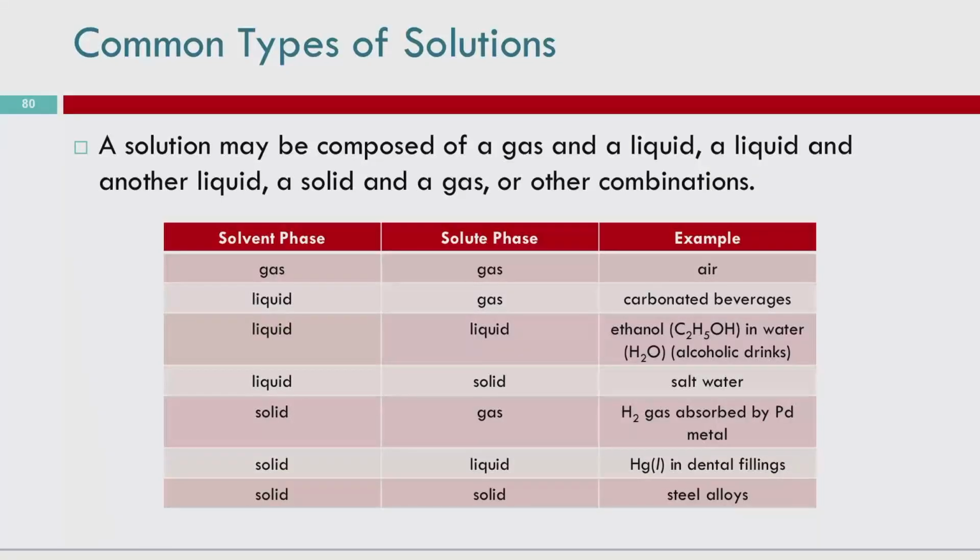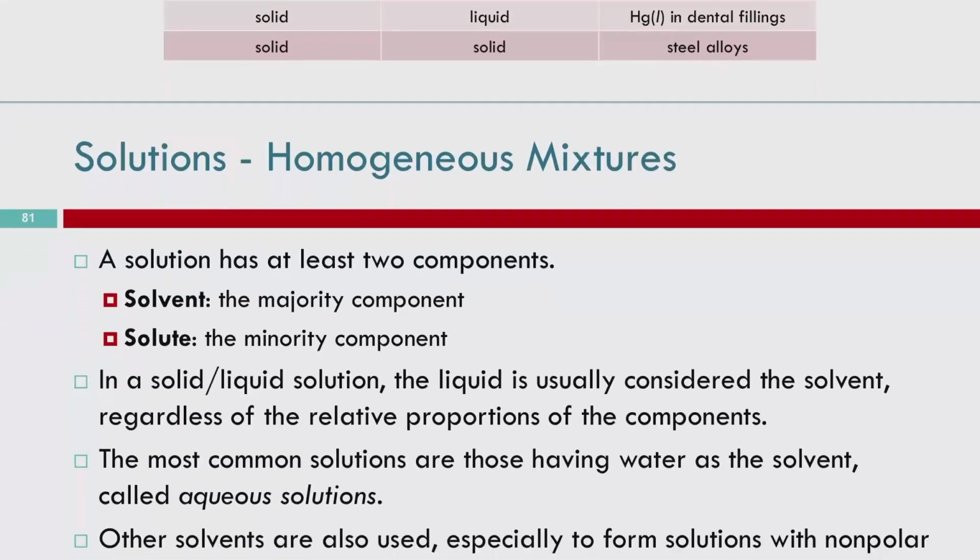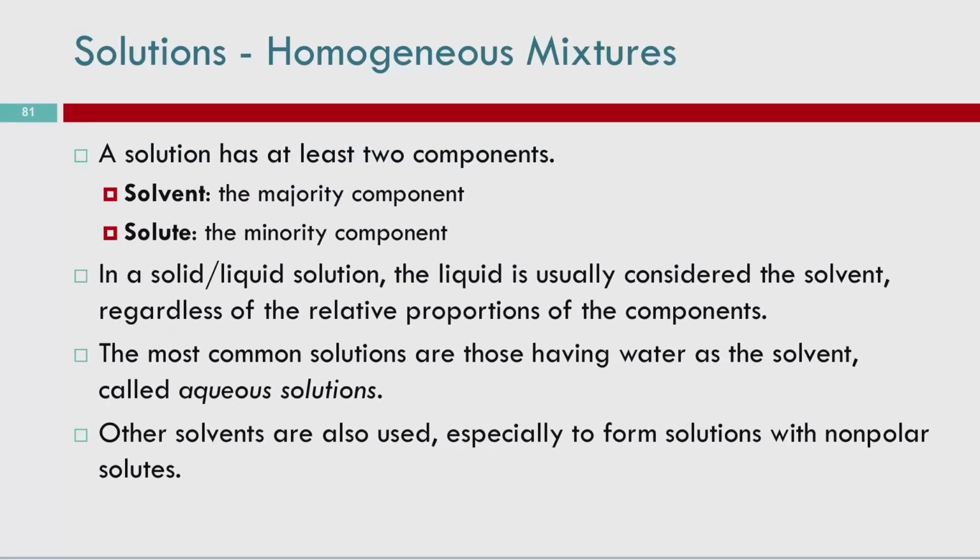Those solutions are possible. So solids and solids, things like steel alloys, we're not going to talk about most of those. Typically what we are talking about when we're talking about solutions and homogeneous mixtures, we're talking about liquids in liquids or solids in liquids. More often than not, it's solids in liquids. Our two components, our minimum of two components, are the solvent and the solute. The solvent is the majority component. The solute is the minority component.